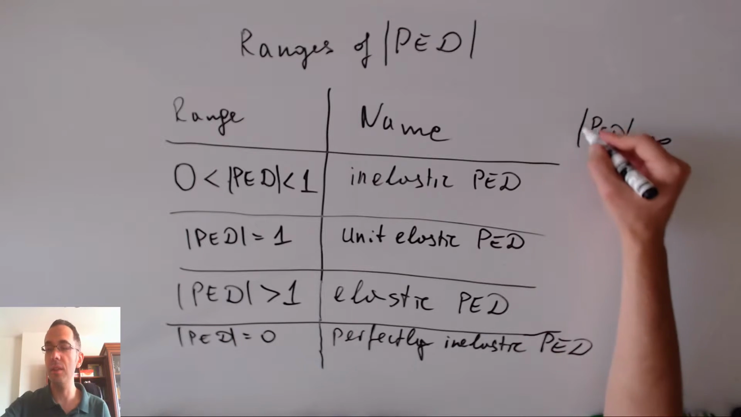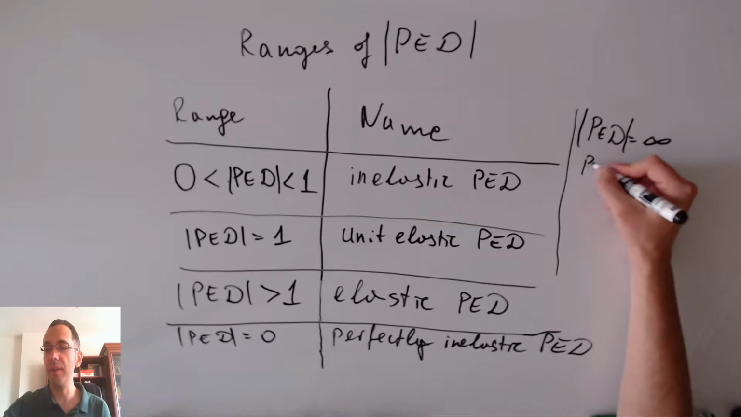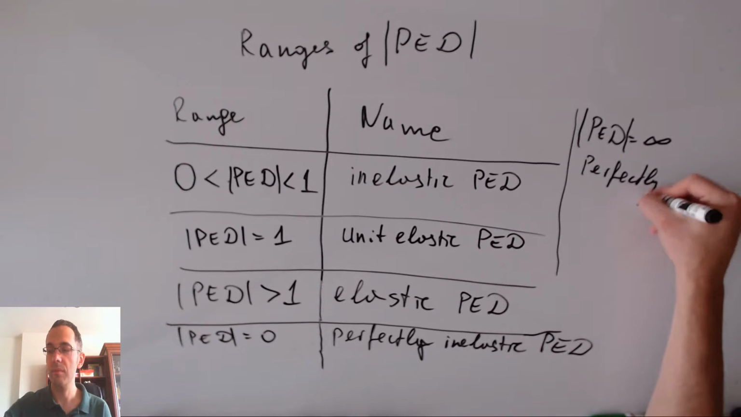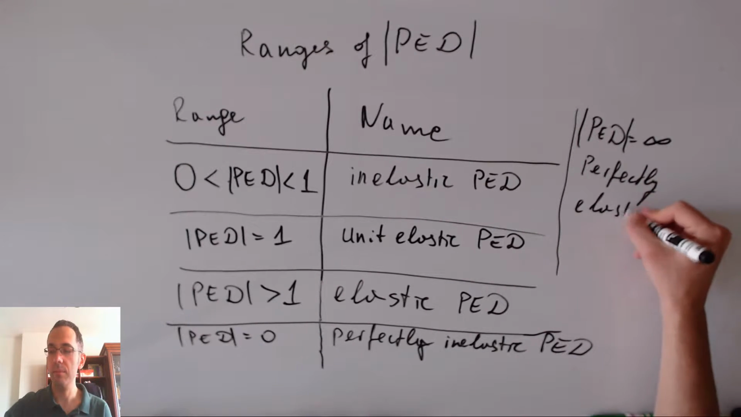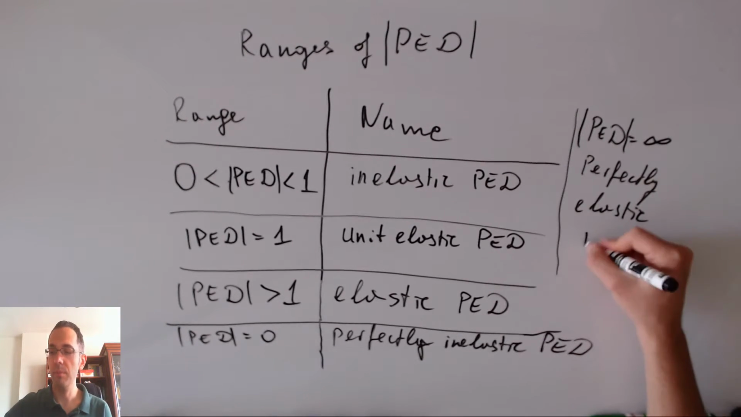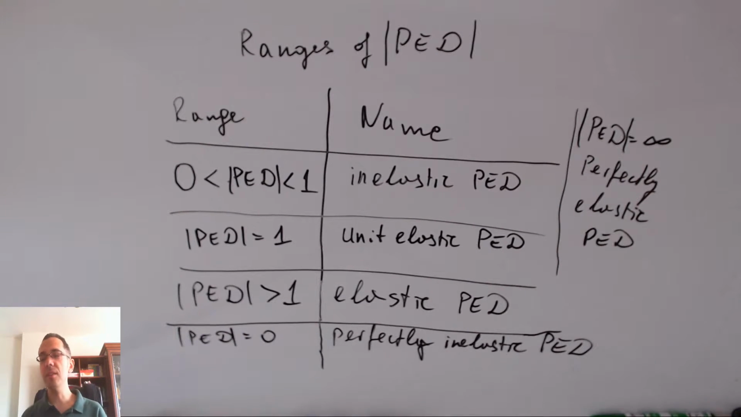So this is perfectly elastic price elasticity of demand. Price elasticity of demand is equal to infinity. This means that for the given price, we can sell as many units as we can. There's nothing stopping us. Now, these two cases are extreme scenarios. We rarely see them, though we may approach them.